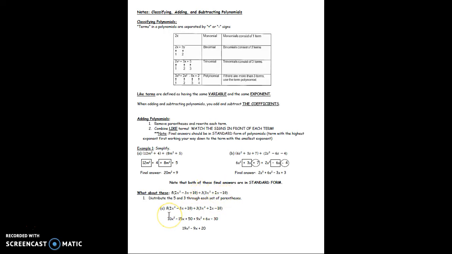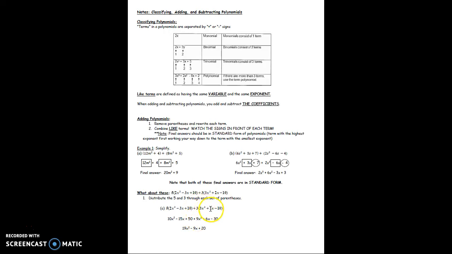So when you do that, 5 times 2x squared is a 10x squared. 5 times a negative 3x is a negative 15x. 5 times a positive 10 is a positive 50. Then distribute this positive 3 in. So positive 3 times 3x squared is a positive 9x squared. So you can see I dropped the parentheses here now that I distributed.